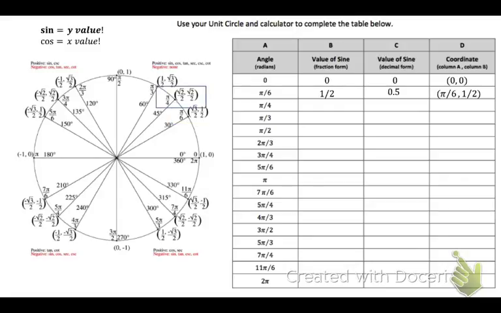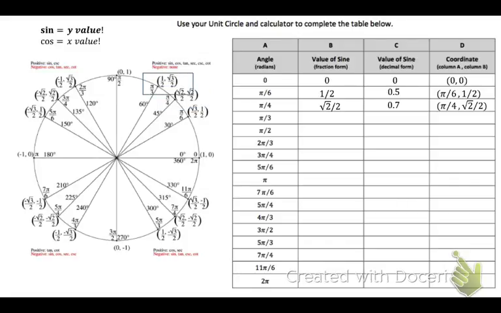We're going to do the same thing for pi over 4. So the y value right there is the square root of 2 over 2. If you put that in your calculator, it's about 0.7. And then our coordinate is pi over 4, comma square root of 2 over 2.